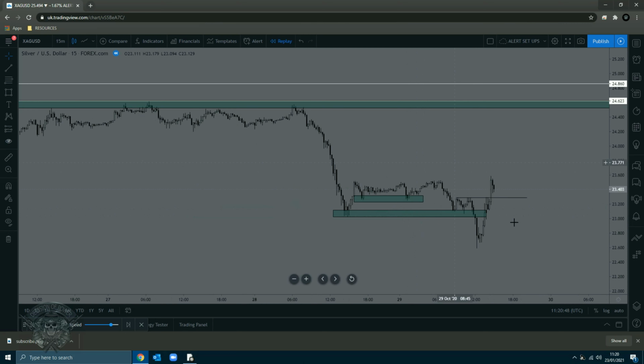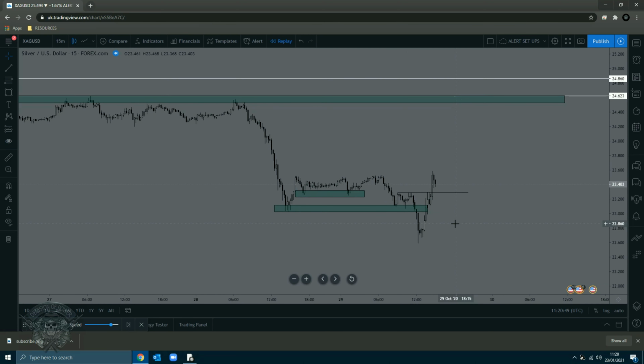So going through the 4-step process in order to get the entry. Have we had equal lows? Yes. Have they been ran? Yes. Have we had rejection? Yes. And have we had a breaker structure? Yes. So that's the 4 steps that I need to give me a high probability setup.